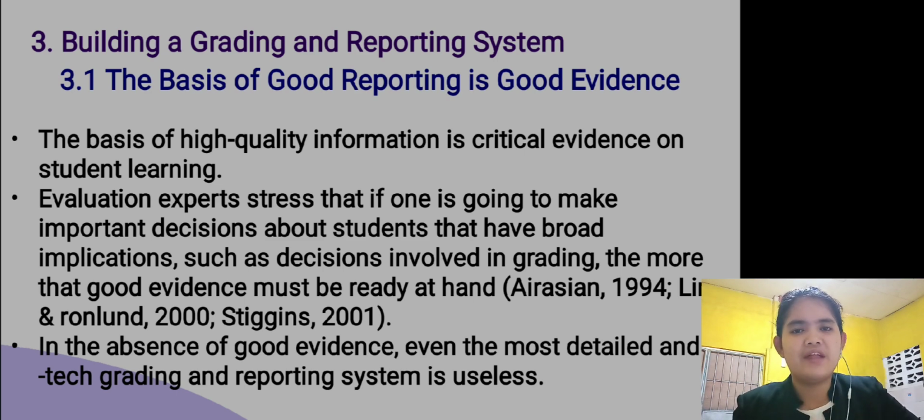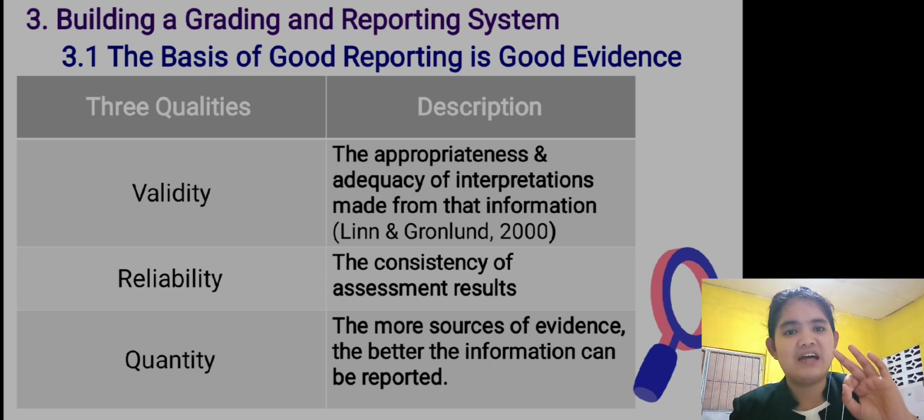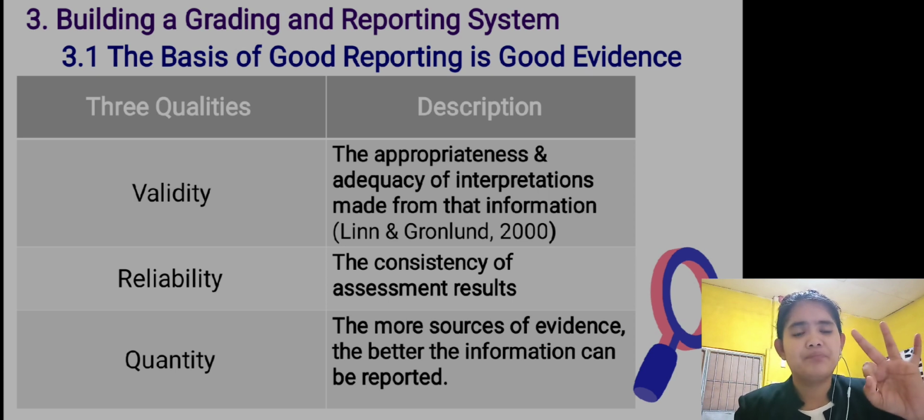In the absence of good evidence, even the most detailed and high-tech grading and reporting system is useless. It simply cannot serve the basic communication functions for which it is intended. There are three qualities that contribute to the goodness of evidence that are gathered on student learning. These three qualities are validity, reliability, and quantity.